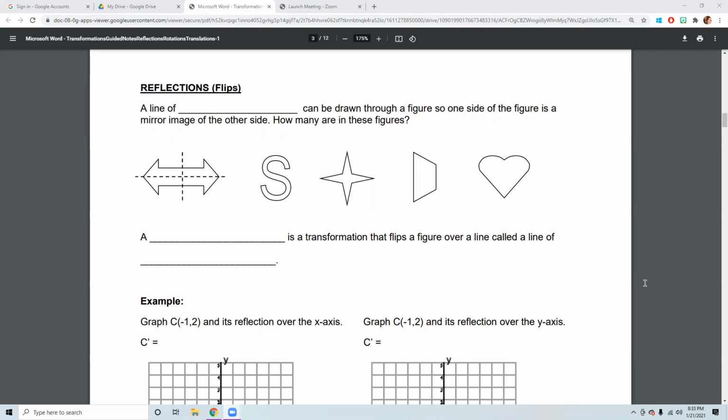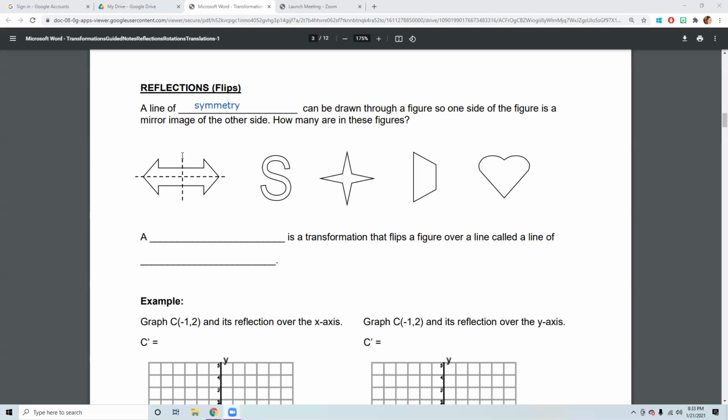A place where you've experienced this before is when you talked about lines of symmetry. A line of symmetry can be drawn through a figure so that one side of the figure is a mirror image of the other side. So how many are in these figures? You can see that I've done this first one.